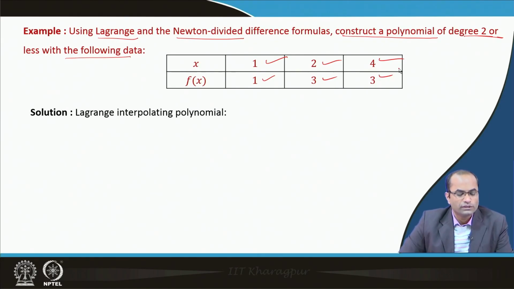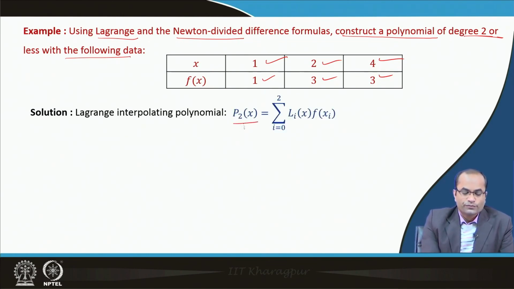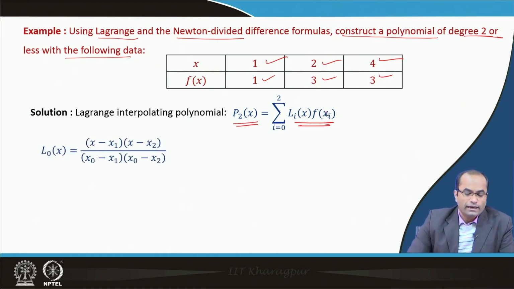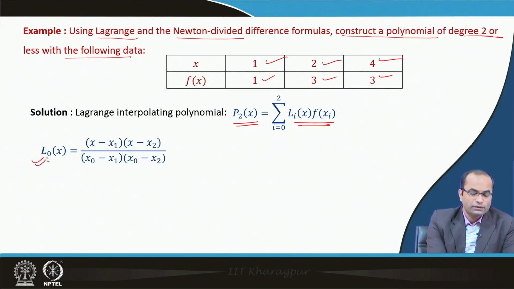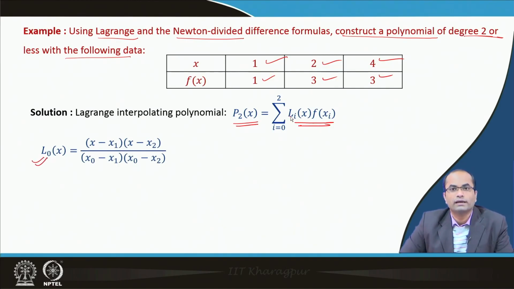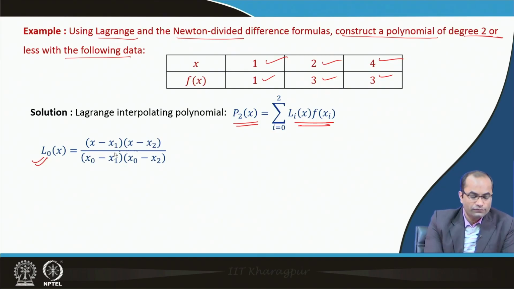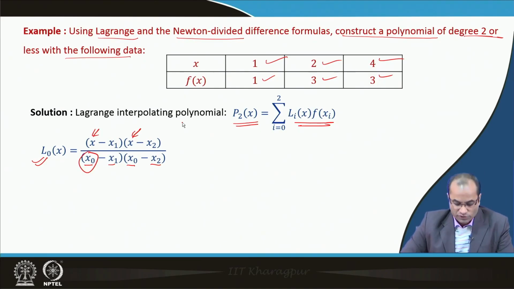First, let us go through the Lagrange interpolating polynomial. Here we have 3 data points, so we will get Lagrange polynomial of degree 2. The polynomial can be written again with L_i f(x_i), and L naught. Now, here we note L naught, L 1 and L 2. So, for L naught, x naught minus x 1, x naught minus x 2 is the denominator, and in the numerator we replace this x naught by x in both the places.